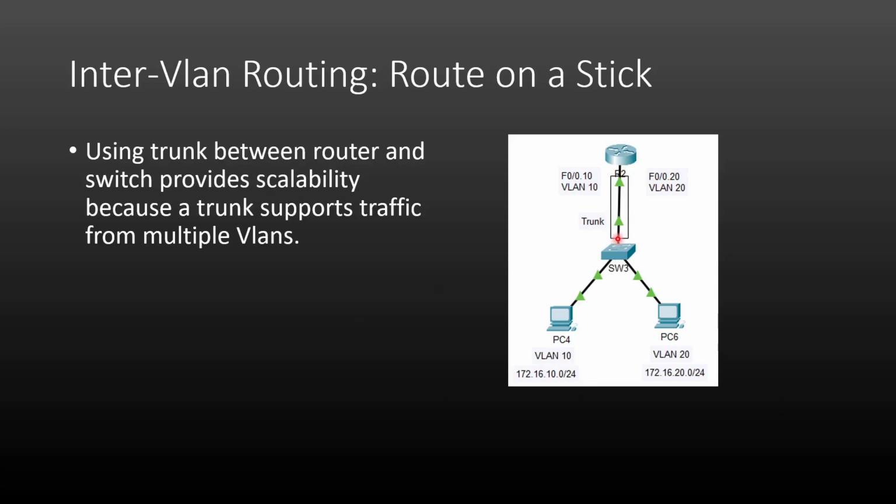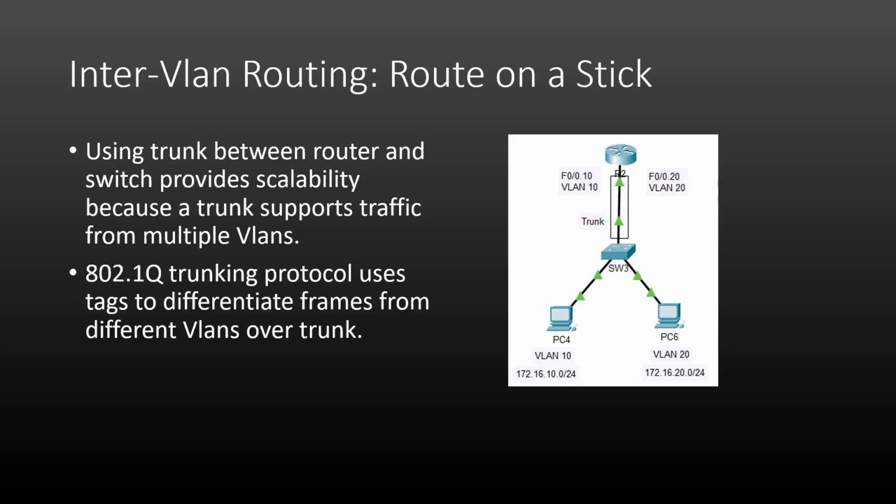The solution is a trunk link between the router and the switch that supports traffic from multiple VLANs over the trunk. So a single physical link will be able to support as many VLANs as needed. That becomes scalable with the trunking protocol. So how does the trunk work? We use the 802.1Q trunking protocol.